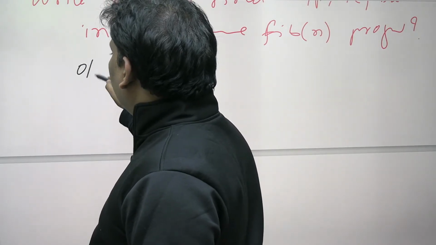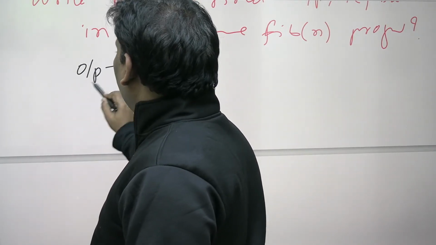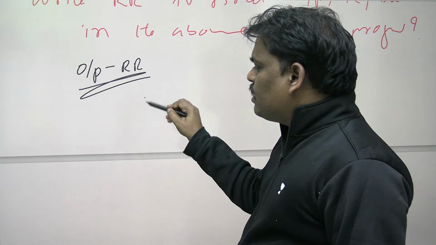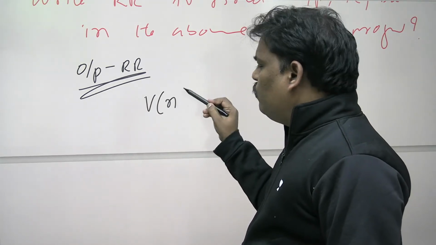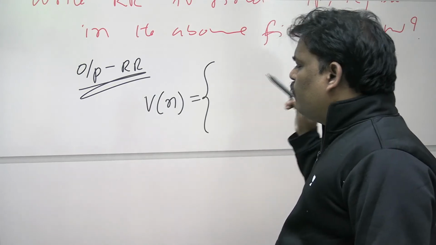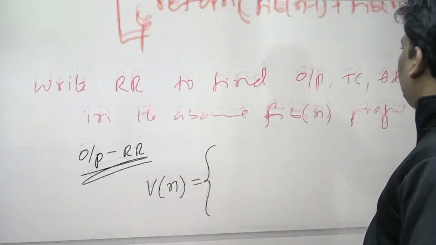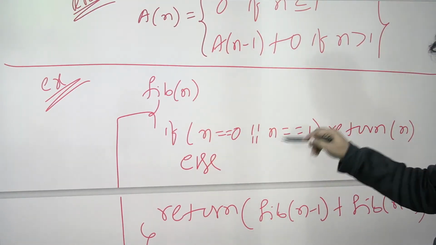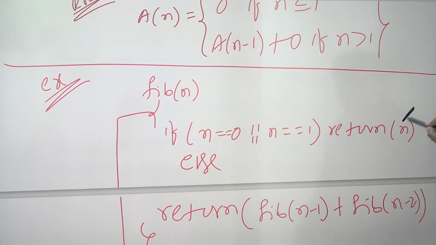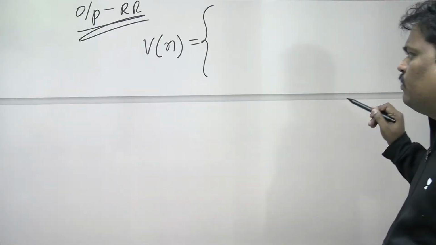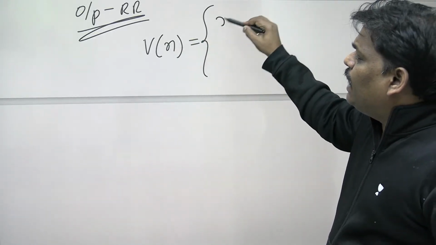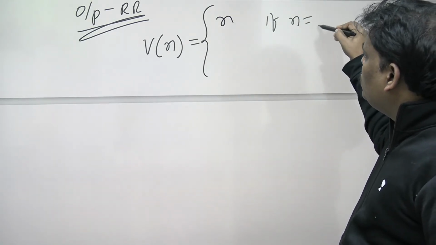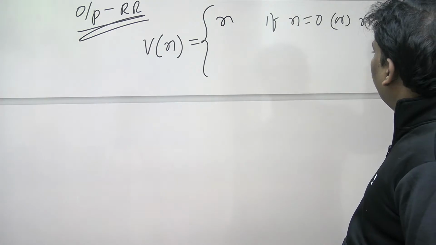Output purpose recurrence relation. Write as it is. What is the answer? Output means value. V of n is equal to, as it is. What is the meaning of as it is? N value 0 or n value 1, return n. You are returning as it is. What is the answer? V of n is equal to n if n is equal to 0 or n is equal to 1.